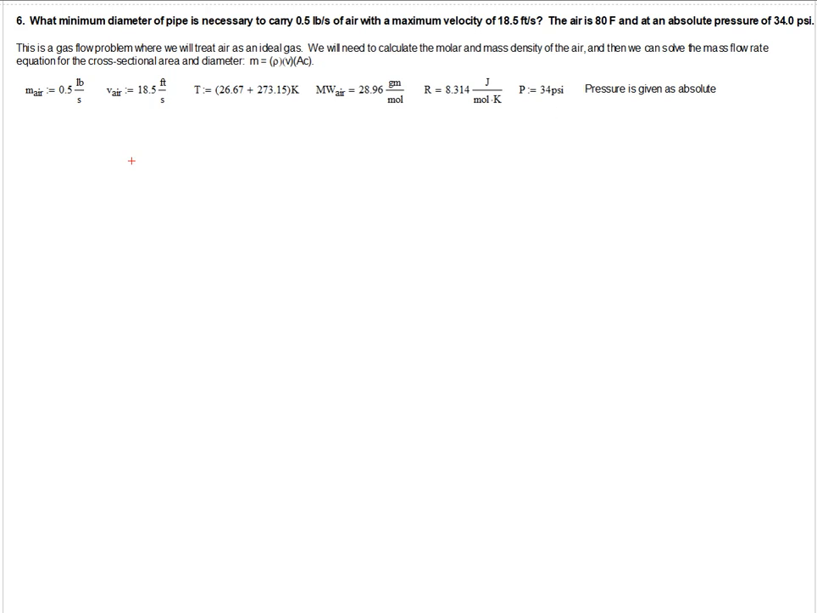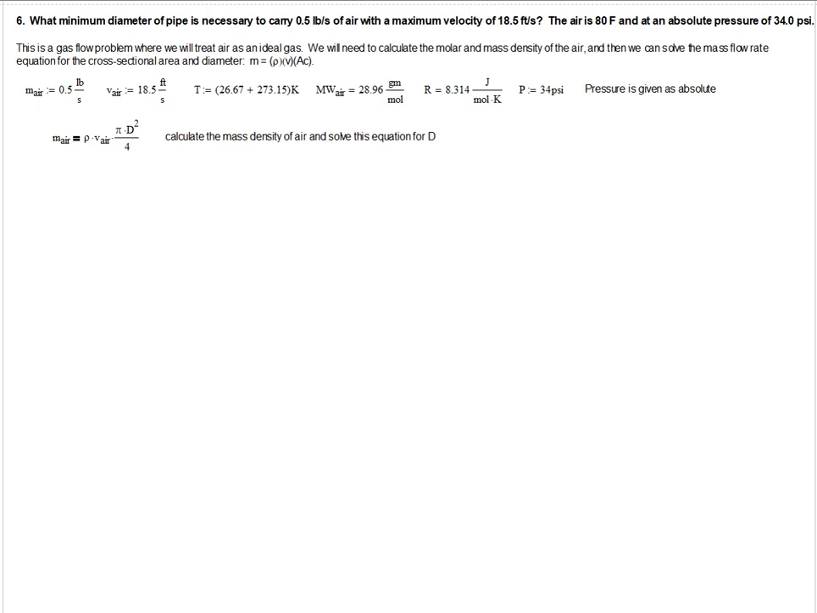so we can work with that pressure directly. Our mass flow rate equation is just, like I said, the mass flow rate is equal to the density on a mass basis times the linear velocity times the cross-sectional area. We are given the mass flow rate. We'll be able to calculate the density. We're given the linear velocity. And what we will do is solve this equation for the diameter.